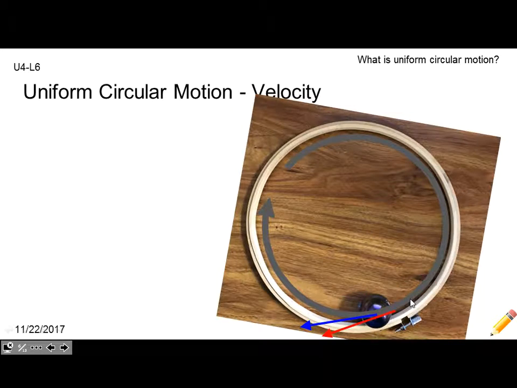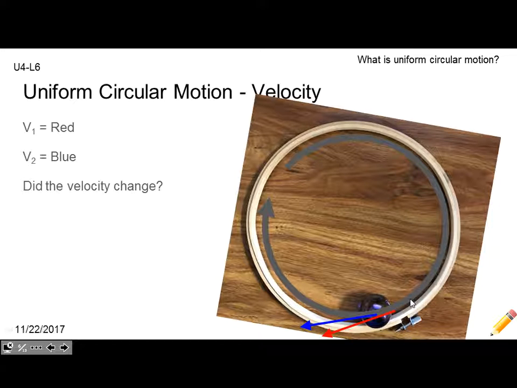Now here, what I've done is I've just let the ball move a little bit around the circle. And the blue line vector here represents another velocity, right? As it moves around the circle, the velocity vector stays the same length but points in a different direction, okay? Did the velocity change?